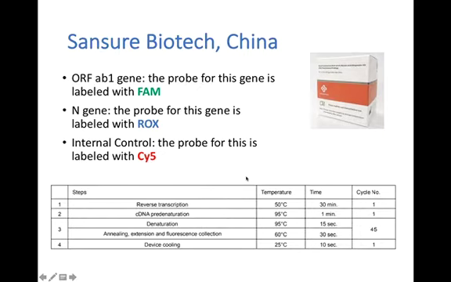Sansure Biotech China is one of the earlier launched molecular diagnostic kits for the SARS-CoV-2 detection. In this kit, they are providing the detection chemistry for ORF1ab gene and the N gene. The probe that is detecting ORF1ab gene is labeled with the FAM dye, and the probe that is detecting the N gene is labeled with the ROX. While for the internal control, the probe is labeled with the Cy5 dye. And here is given the thermocyclic condition for both the reverse transcription as well as for the cDNA amplification and the target binding of the primer probe.